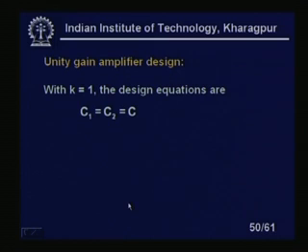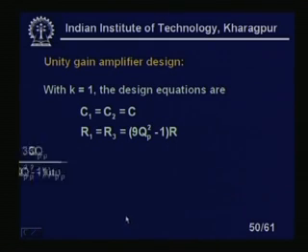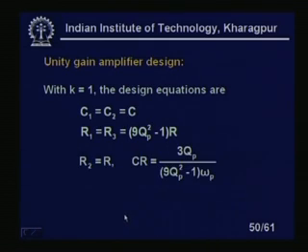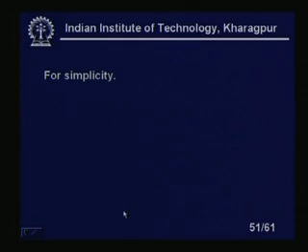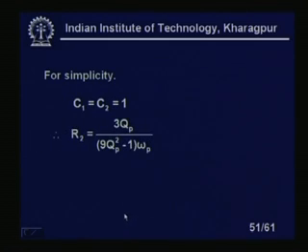When small k equal to 1, the design equations are C1 equal to C2 equal to C, R1 equal to R3 equal to (9 Q p square minus 1) into R, and R2 equal to R, and CR is a constant, 3 Q p upon (9 Q p square minus 1) into omega p, right. Now, for simplicity we can take C1 equal to C2 equal to 1, R2 equal to 3 Q p.